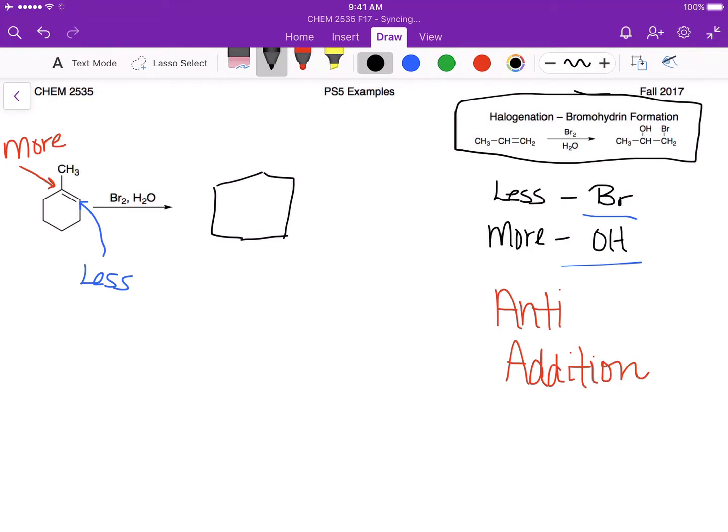If we choose for the bromine to be coming out as a wedge, that means that the OH group needs to be coming off as a dash. So now what about the methyl group? Well, since the OH is going to be dashed, that means that the methyl group is going to come off as a wedge.